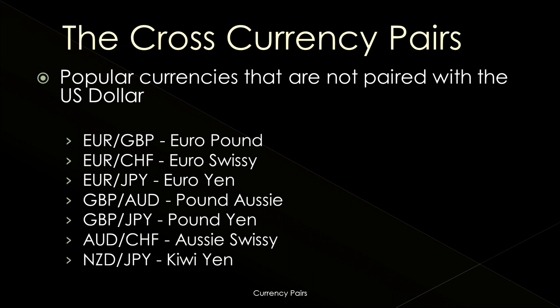Popular currencies that are not paired with the US dollar. These are, for example, the euro pound, the euro Swissy, the euro yen, the pound Aussie, the pound yen, the Aussie Swissy, and the Kiwi yen.